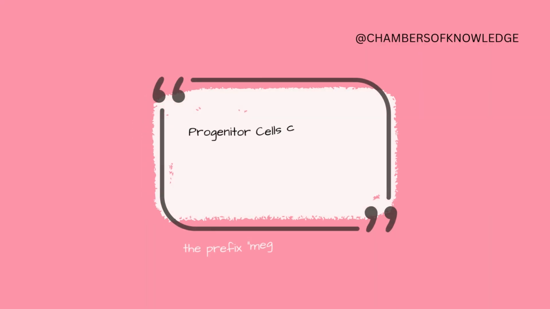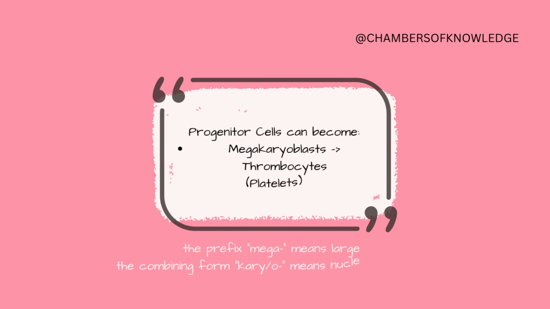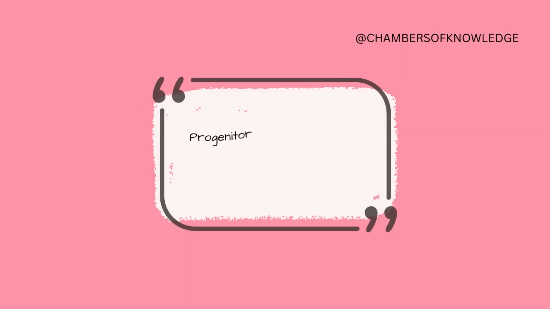The next type of cell is a megakaryoblast, which becomes a megakaryocyte. A megakaryocyte is a cell with a large nucleus. When the cytoplasm of this megakaryocyte breaks off, these pieces are known as thrombocytes or platelets. Progenitor cells can also become myeloblasts.